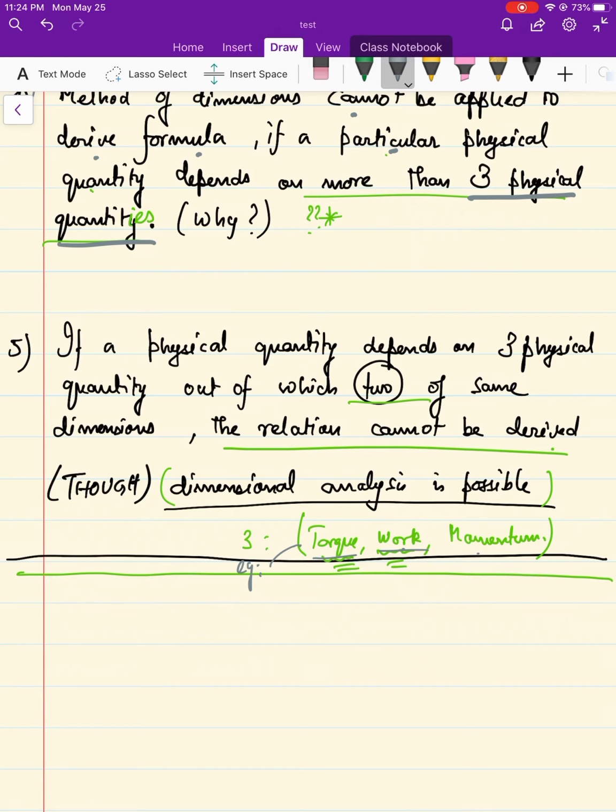So that's the end of the discussion for units and dimensions. I will come up with error analysis and other forms of measurement in the next lecture. So until next time.